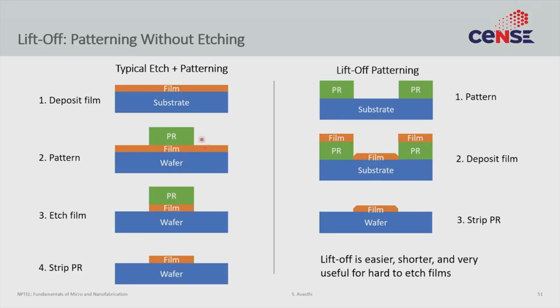So the basic idea of a typical patterning step is that you take a substrate, you take a film, you deposit photoresist, and then you pattern, and then this exposed film gets etched, and then you get your patterned film.